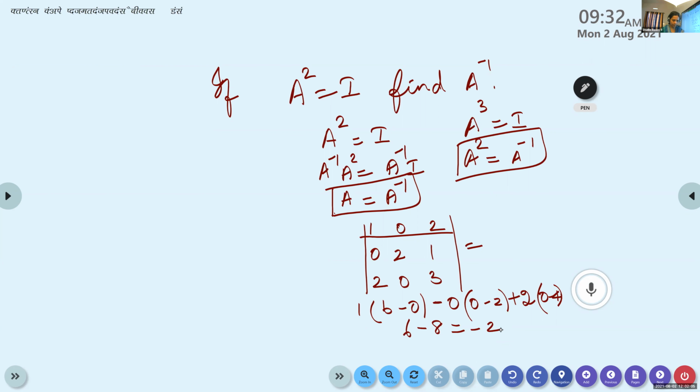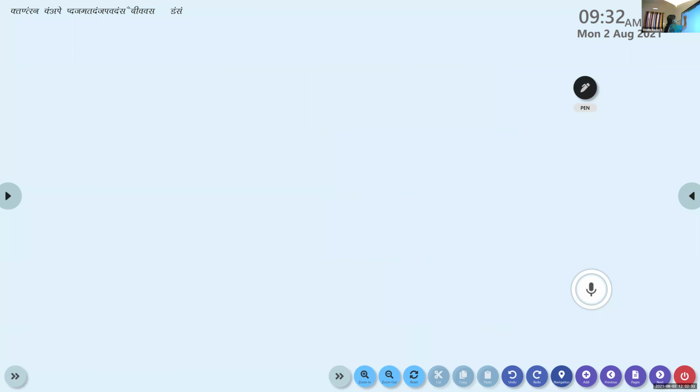Now, the next one. Find the inverse of the matrix 3 minus 2, 5, 3. So how will you find the inverse?